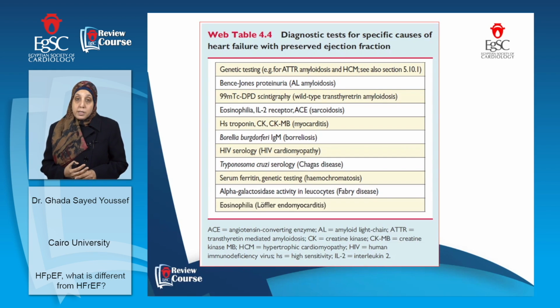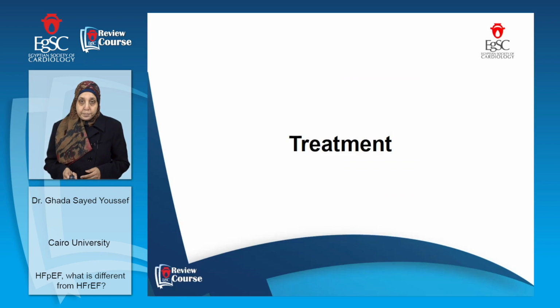After confirming the diagnosis of HFpEF, we need to know the specific etiology. What causes the HFpEF? We have many investigations according to the differential diagnosis we have in mind. So we should search for amyloidosis, sarcoidosis, Chagas disease, hemochromatosis, and so on. And for each disease, there are specific investigations.